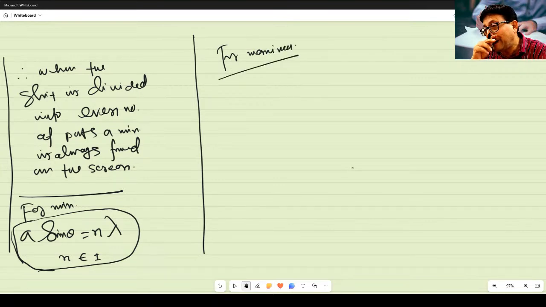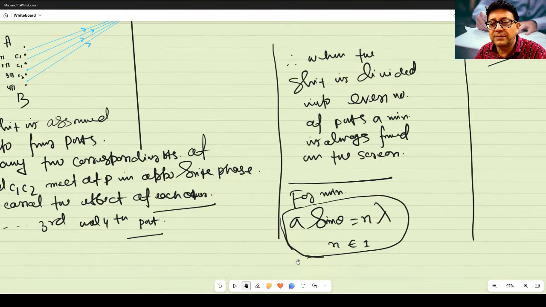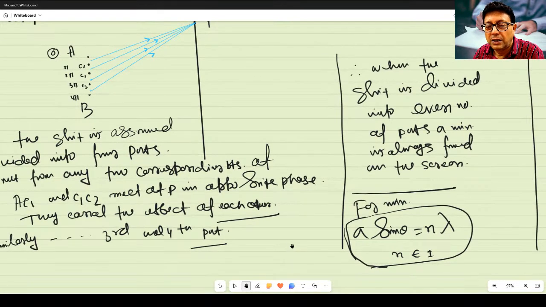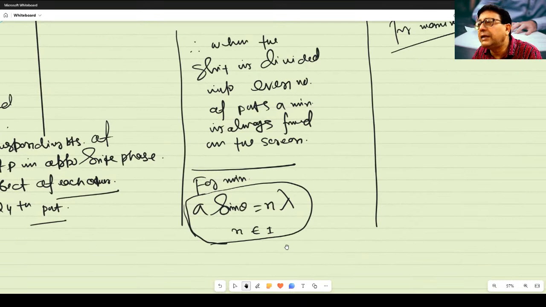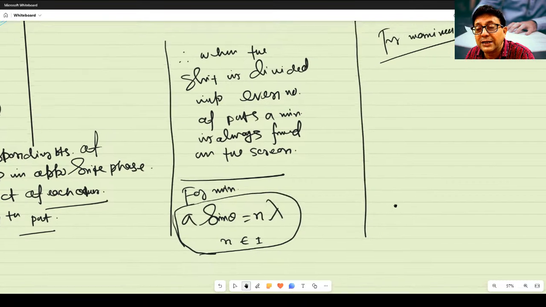For maxima, I am going to explain. For maxima, what happens? This is for maxima. n belongs to I, the set of integers. Maybe negative, because on the screen above the center, maxima and minima are there. Below it also they are present. That's why I am taking this. You can take n equal to W, the whole numbers, no problem. But you have to explain that the interference pattern is there above the center as well as below. That's why I am taking this one as I.